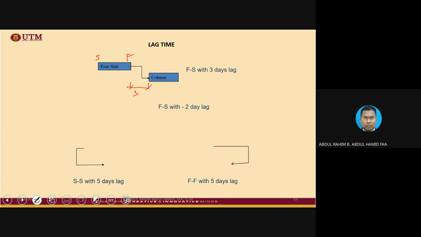So how do we incorporate this into what we call scheduling, what we call labeling, okay? So we put it like this, FS plus 3. What is the 3 all about? 3 is this gap, 3 days. We can use 3 days, 3 weeks, 3 hours, whatever, okay? And after 3 days, then only will the column start being erected, okay? So let's say pour slab will take 4 days. Column will take, let's say, 3 days, okay?